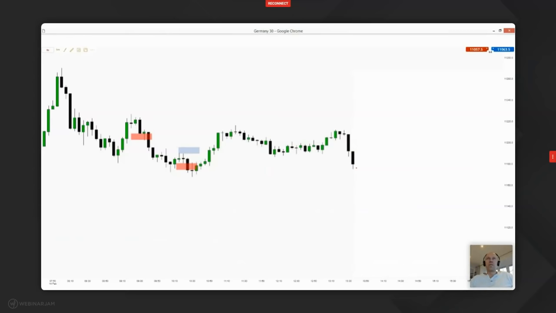Okay, let's go to the next chart. The market carried on lower. So we actually took out this low. We took out this low here. So what does that tell you? What are you going to do now?